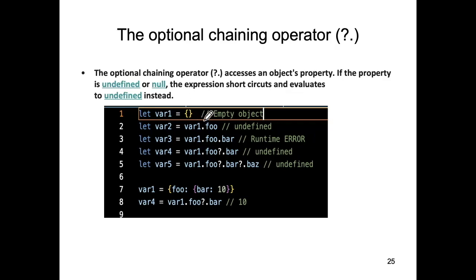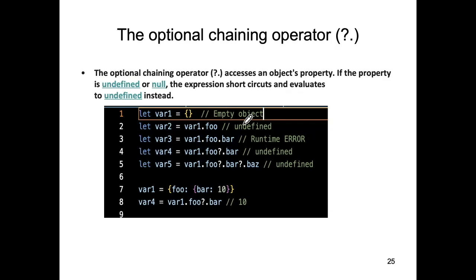Essentially, it's a way of avoiding your program crashing. So I've tried to just give you an example of it here. Supposing I've got this var1 and I've assigned it an object, an empty object, just for simplicity's sake. And the next line here, I'm going var1.foo. Now we know from before that var1.foo is going to evaluate to undefined. So var2 will be undefined.